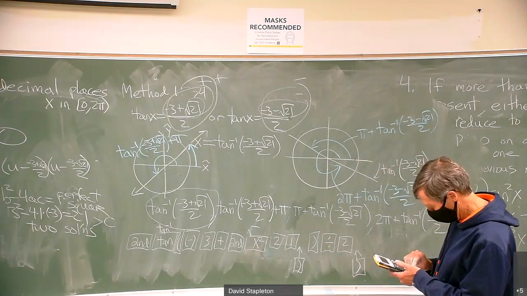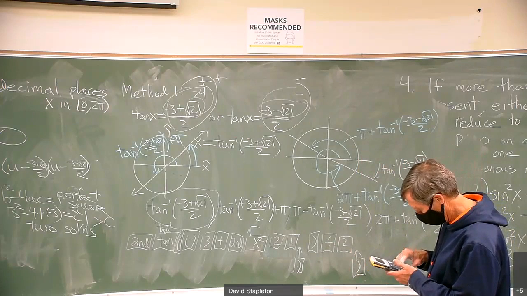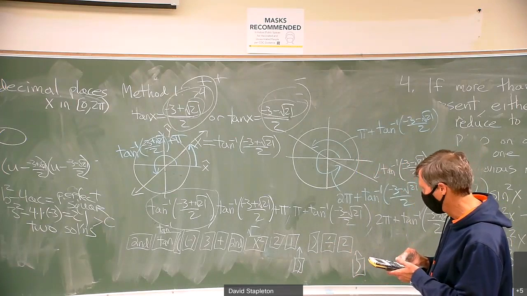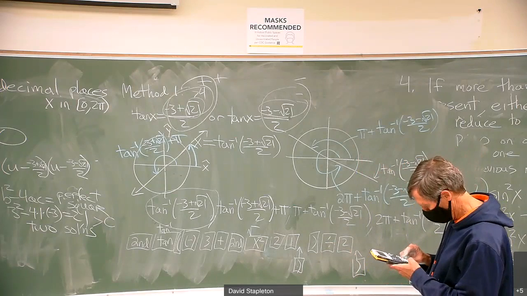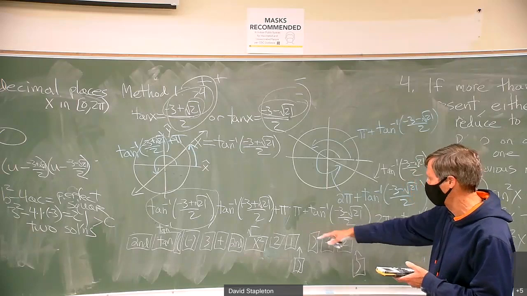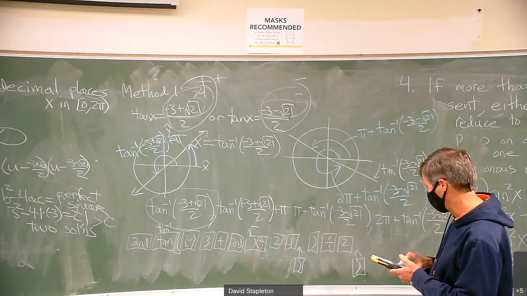Arctangent, minus 3. Oops, I forgot my parenthesis already. Left parenthesis, minus 3 plus square root, second x squared. This is why you have to practice. This is long if you don't practice it. Square root 21, close parenthesis.